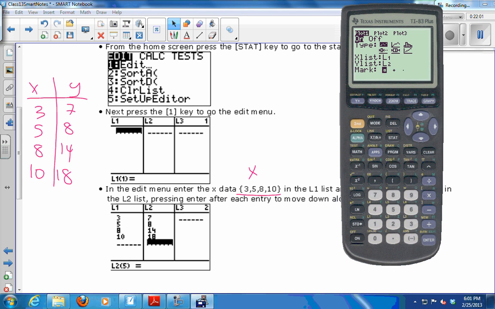So once everything there is good, quit out. And then I have to graph it, but I have to choose a good window, right? So I can see the points (3, 7), (5, 8), (8, 14) and (10, 18). I need to be able to see all these points. So what would a good X range be? An interval of X values to use for my window.